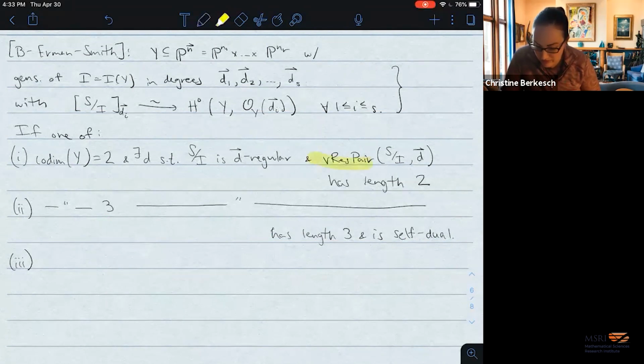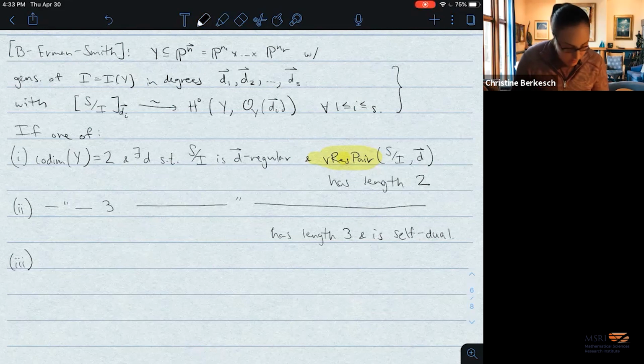And what I haven't told you about is this VRes pair. And this is a coming attraction. So I'll tell you what this specific construction is. But there's a certain virtual resolution that when it has length 2, like the curve in the example, then we fall into this setting. Similarly, if we're in codimension 3 and we have length 3 with the self-dual complex, or if we're in arbitrary codimension, but then we have that this VRes pair that I'll tell you about soon is a Koszul complex.